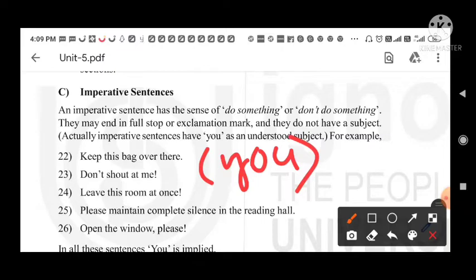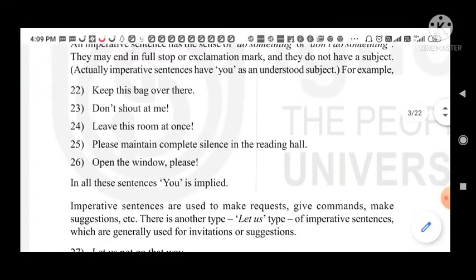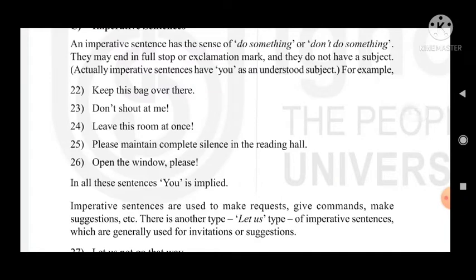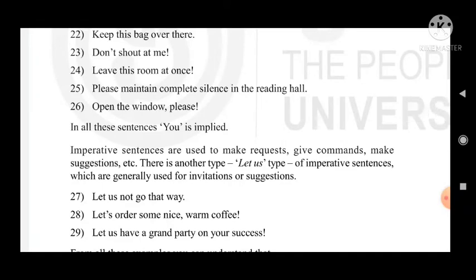So here, do something or don't do something, imperative. It always ends in a full stop or an exclamation mark. Here in an imperative sentence there is no subject. So you is used as a subject but in disguised form. Then, don't shout at me, leave this room at once, please maintain complete silence in the reading hall, open the window please. In all these sentences you is implied.